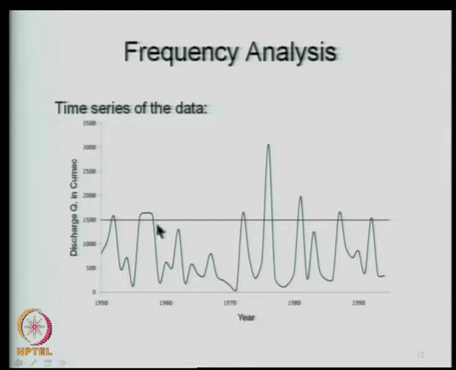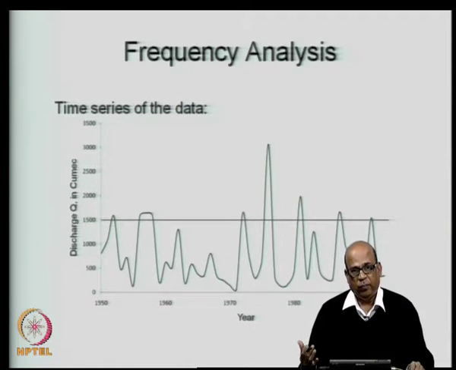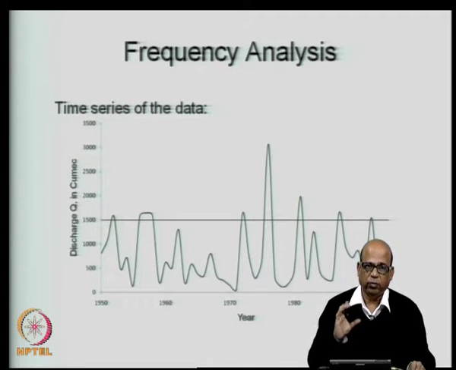So, we draw the time series first. On the x axis you show the year and the y axis is the discharge Q. We draw the time series and then draw a line at 1500, I am sorry, 1500 cubic meters per second. Any flow that exceeds this 1500, we count it as a success in as far as our definition of extreme value is concerned. That means, whenever that event occurs, we count it as a success. Whenever it has not occurred, we count it as a failure.